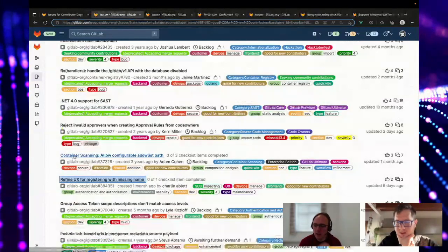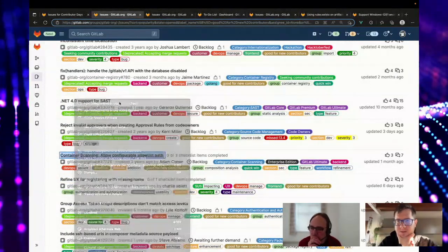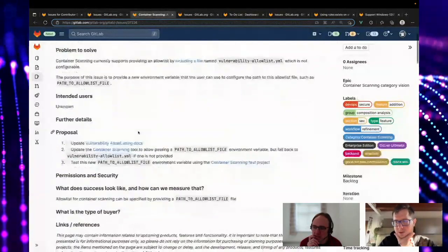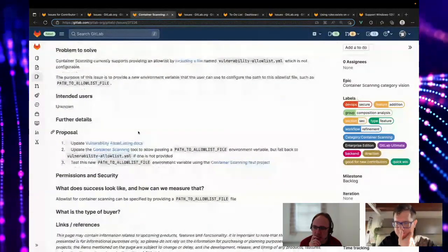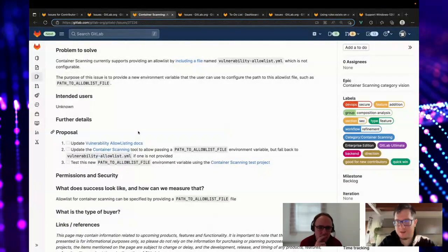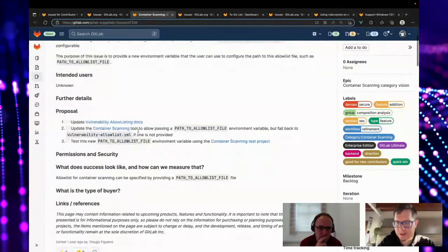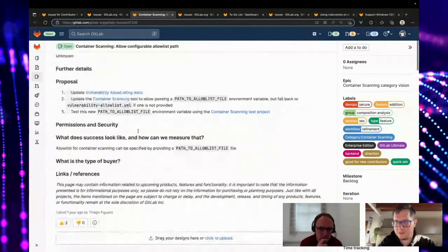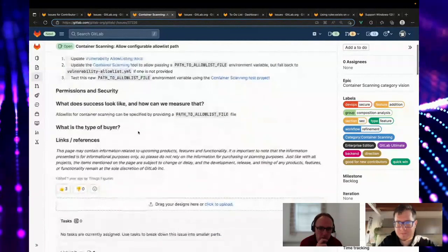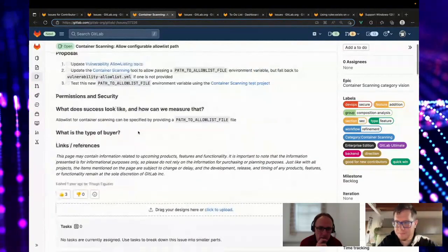Configurable allow list path. Oh, there's a proposal which looks like an implementation. That looks pretty straightforward, in terms of there's an implementation plan there. That's, yeah.